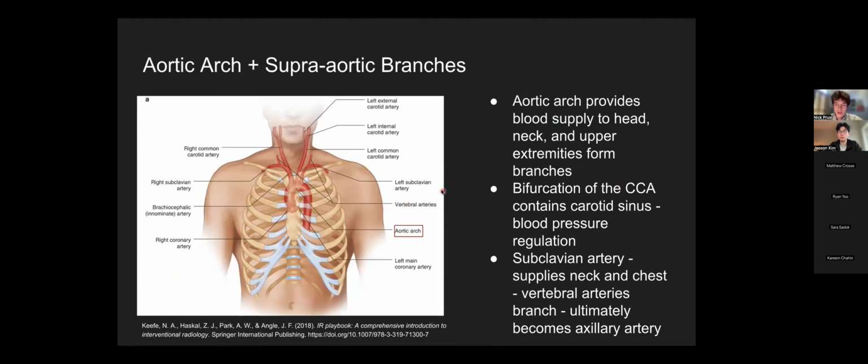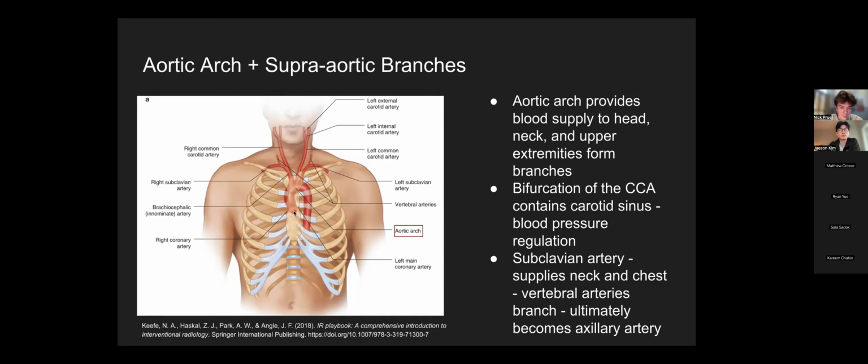Aortic arch and supra-aortic branches. So the aortic arch provides blood supply to the head, neck, and upper extremities from its branches, and then the bifurcation of the common carotid. You have the external and internal carotid arteries, and then the bifurcation itself contains the carotid sinus, which regulates blood pressure with baroreceptors. Subclavian arteries supply neck and chest, and as I mentioned, the vertebral arteries branch off of the subclavian, and the subclavian ultimately becomes the axillary artery. And then I'll go through the image slowly now.